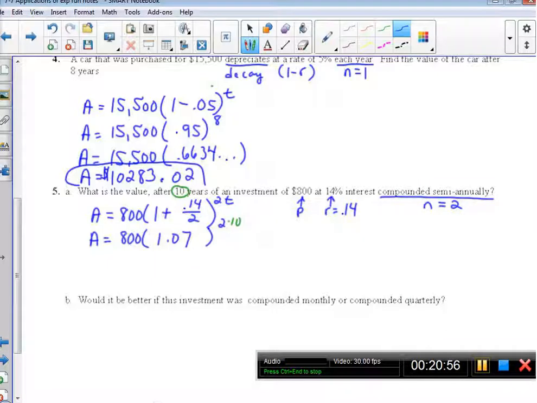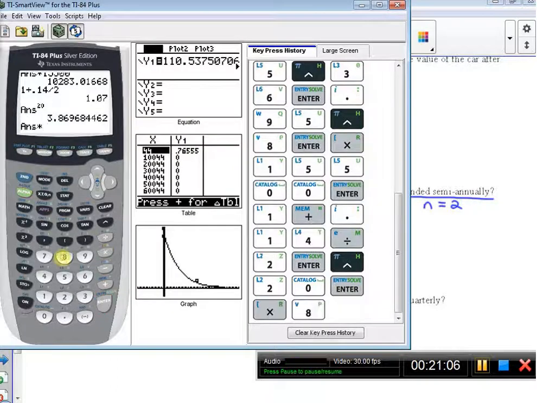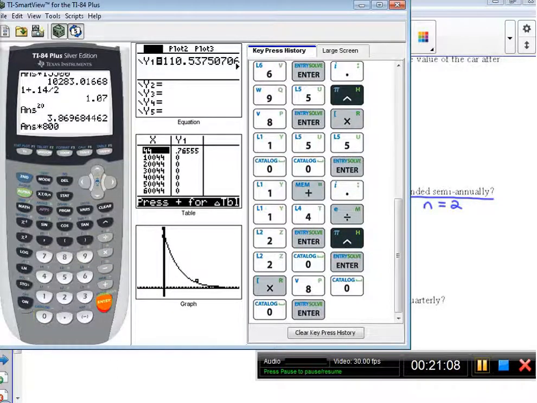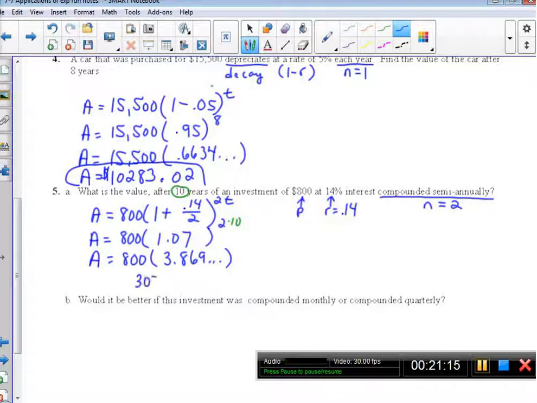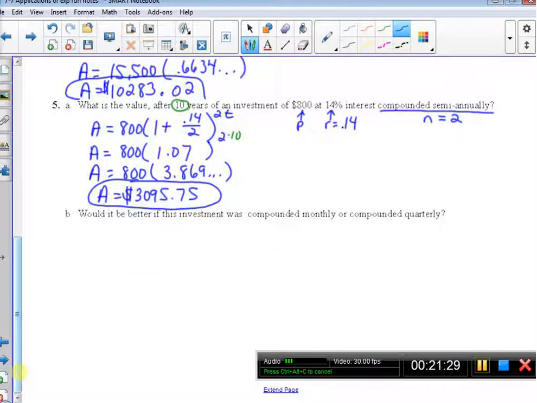3.869 times 800 is 3,095.75. Okay, and that should make sense. 10 years, 14% is a pretty decent amount.